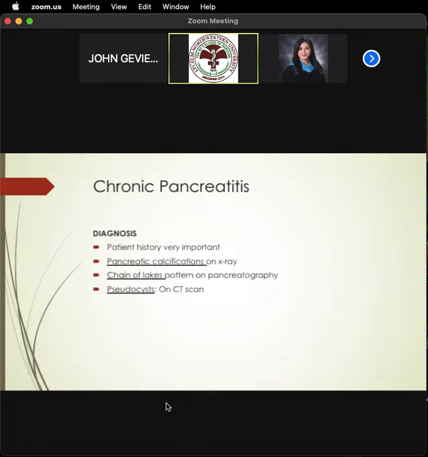Then how do you diagnose chronic pancreatitis? History is very important. You have to know the alcohol consumption. Then on X-ray, you can see pancreatic calcifications. And if you perform ERCP with pancreatography or MRCP, you could see chains of lakes over the pancreas, meaning there are calcifications and dilatations of the pancreatic duct. And you could also sometimes see a complication of chronic pancreatitis, which is cirrhosis.